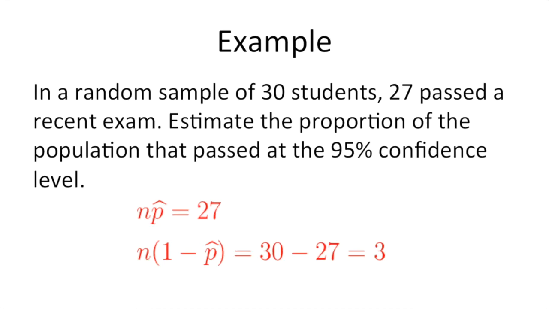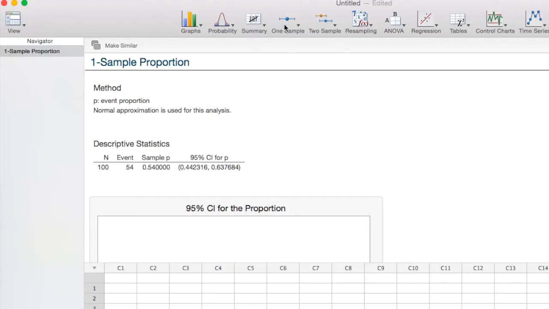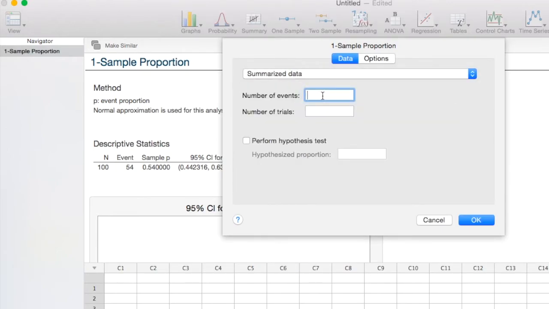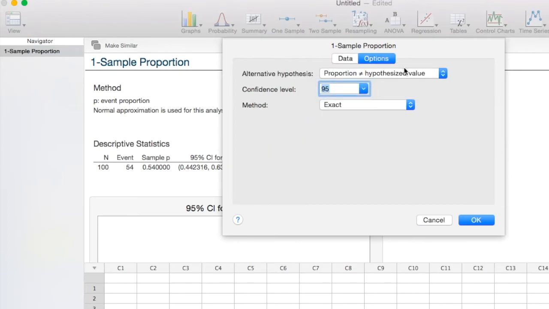Let's go to Minitab Express again. Again, we're going to conduct a one-sample proportion confidence interval. We have summarized data. There were 27 out of 30 students who passed. Under options, we're going to construct a 95% confidence interval, and because n times 1 minus p hat was not at least 10, we're going to use the exact method, which is the default.